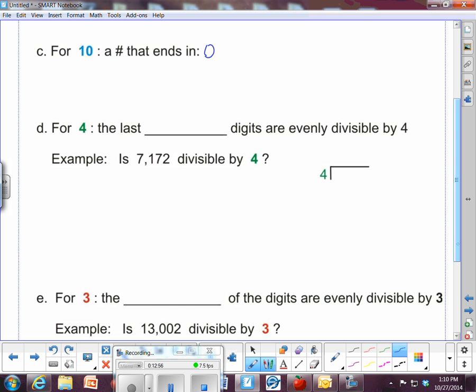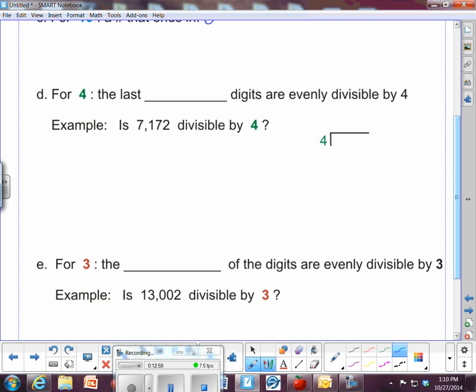All right, let's get to 4. For 4, do you remember the divisibility rule for 4? The divisibility rule for 4 says the last blank digits are evenly divisible by 4. Do you remember how many? It's a number here. It's the last 2 digits that are evenly divisible by 4. All right, be careful now. You've got to remember that. It's the last 2 digits.